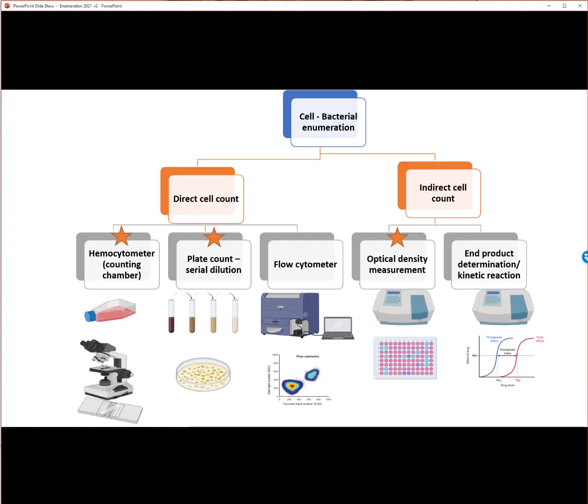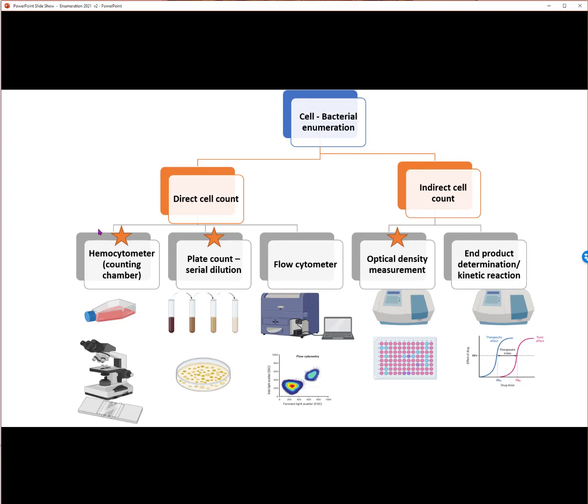Alright, so there are different types of methods of measuring the numbers of cells. First of all, there are direct cell counts, where you can count actually each individual cell. And then there are indirect cell counts, where you count the population of cells, for example, the turbidity, how dense it is, or end products, how much end product is used. So there are different ways of counting either individual cells or populations.